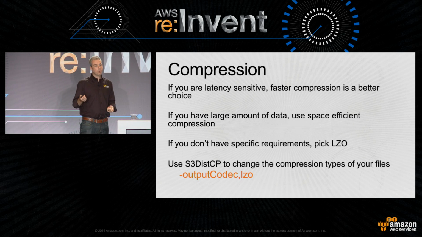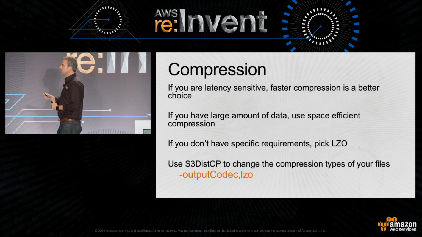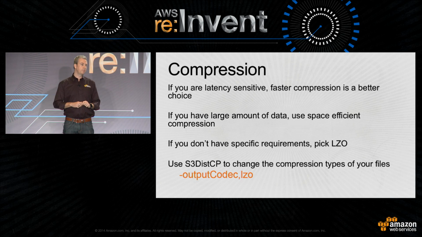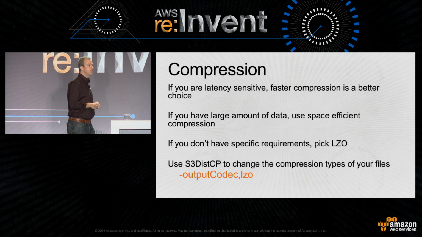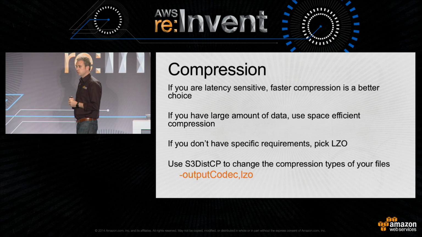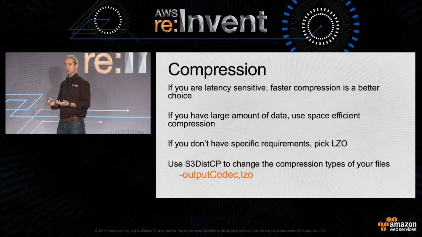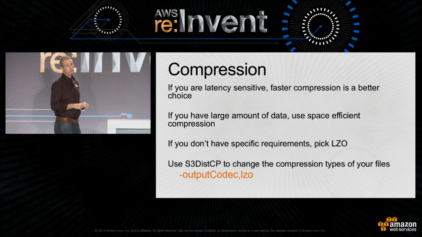And if you ever want to change it, one of the other nice features of S3 DistCP is that you can just supply an output codec. So you might have an S3 DistCP job that didn't do any aggregation. It's always good to do so, but it doesn't have to. It might just decompress the contents and then recompress them as a different compression codec.